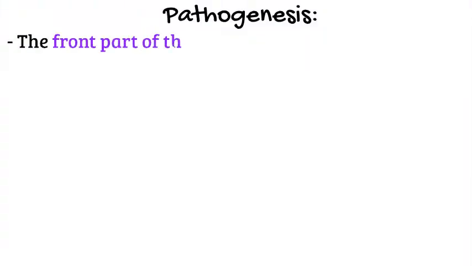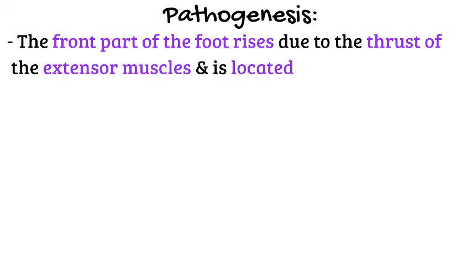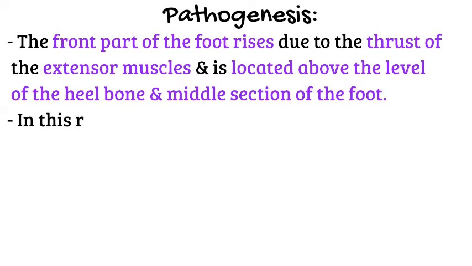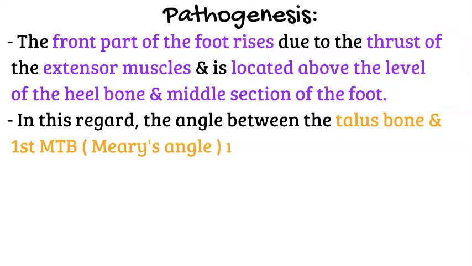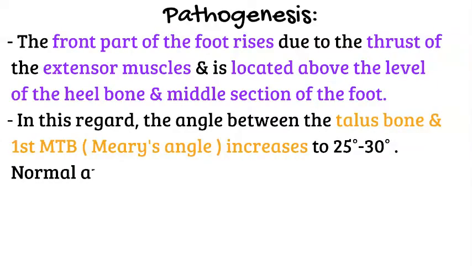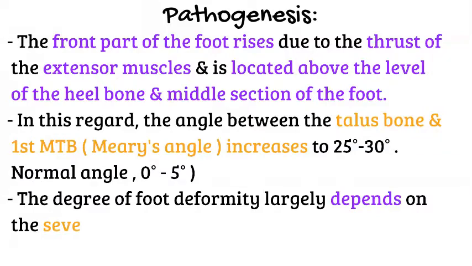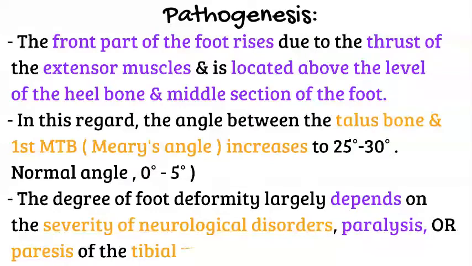The front part of the foot rises due to thrust of the extensor muscle and is located above the level of the heel bone and middle section of the foot. In this regard, the angle between the talus bone and the first metatarsal bone, Meary angle, increases to 25 to 30 degrees, whereby the normal angle is only 0 to 5 degrees. The degree of the foot deformity largely depends on the severity of neurological disorders, paralysis or paresis of the tibial muscle.